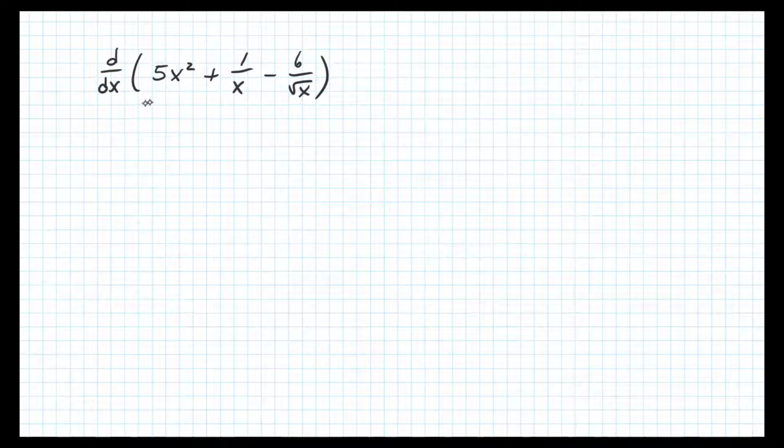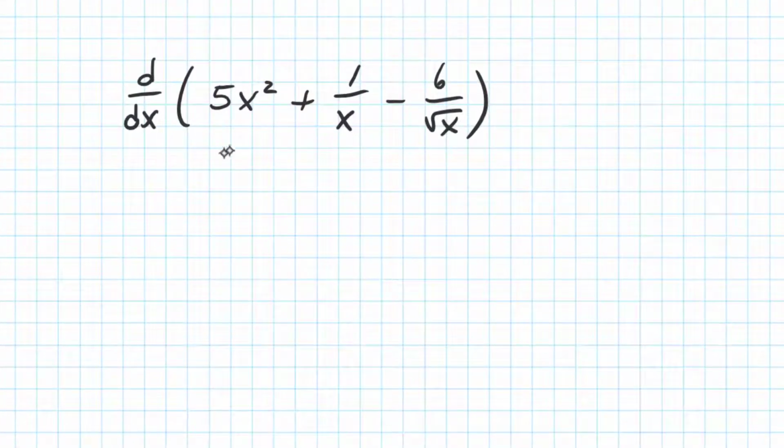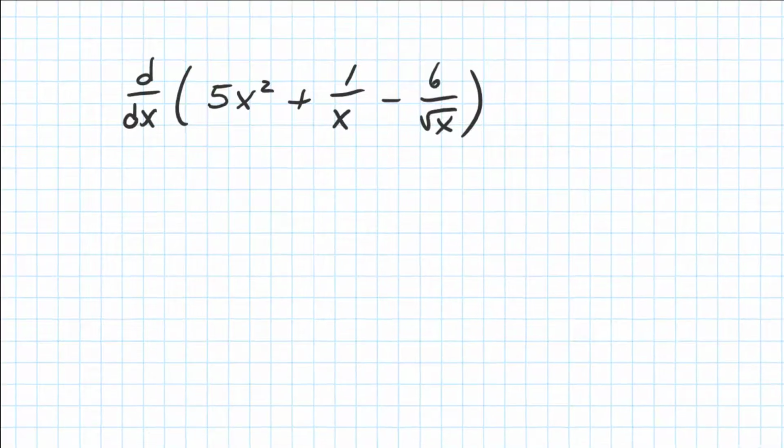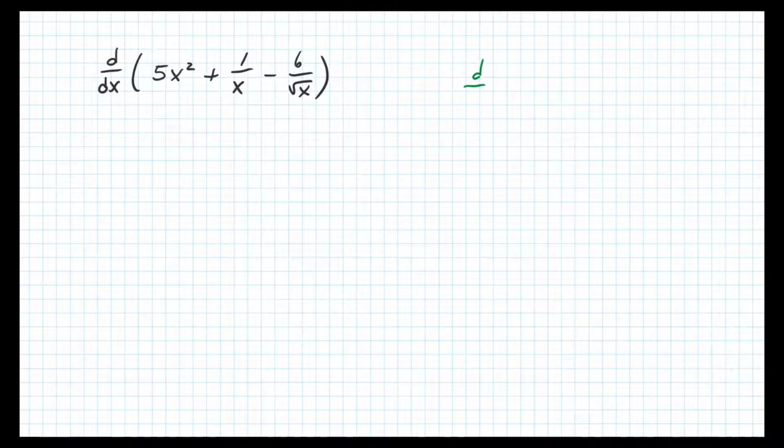Here we're asked to find the derivative. This is Leibniz notation. So the derivative of this function, 5x squared plus 1 over x minus 6 over square root of x. To do this, we're going to use the power rule.